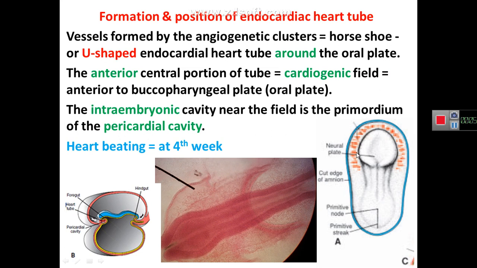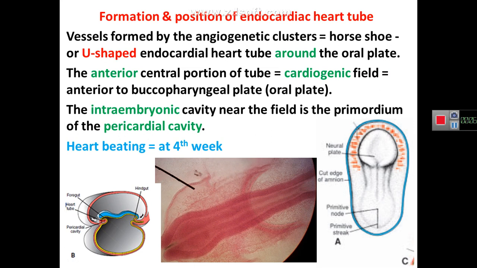All the U-shaped heart tube will form the heart later on, but the central anterior portion is called the cardiogenic field because the intra-embryonic cavity near it later on will be the site of the pericardial cavity. You can see that this anterior region of the U-shaped heart tube lies just anterior to the buccopharyngeal membrane. This is the position of the buccopharyngeal membrane, and the center of the U, which is the cardiogenic field, is just anterior to the buccopharyngeal membrane, or oral plate.